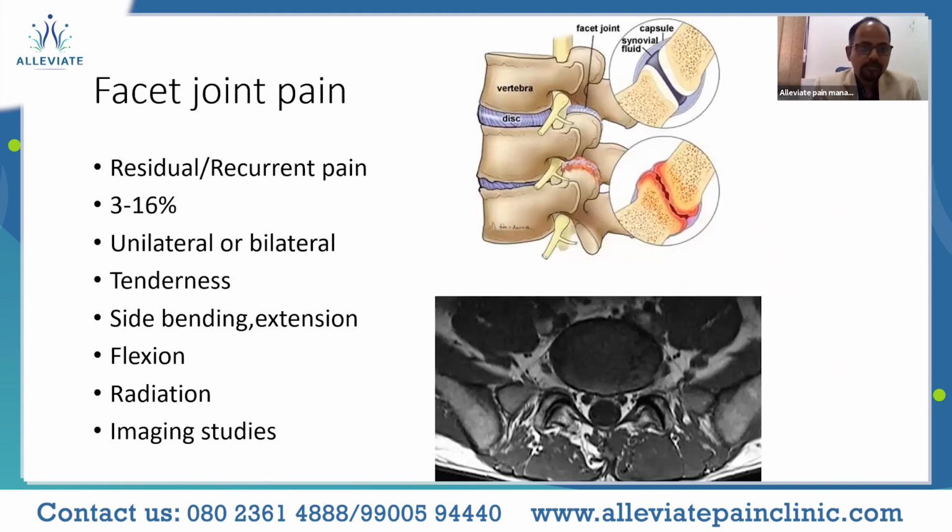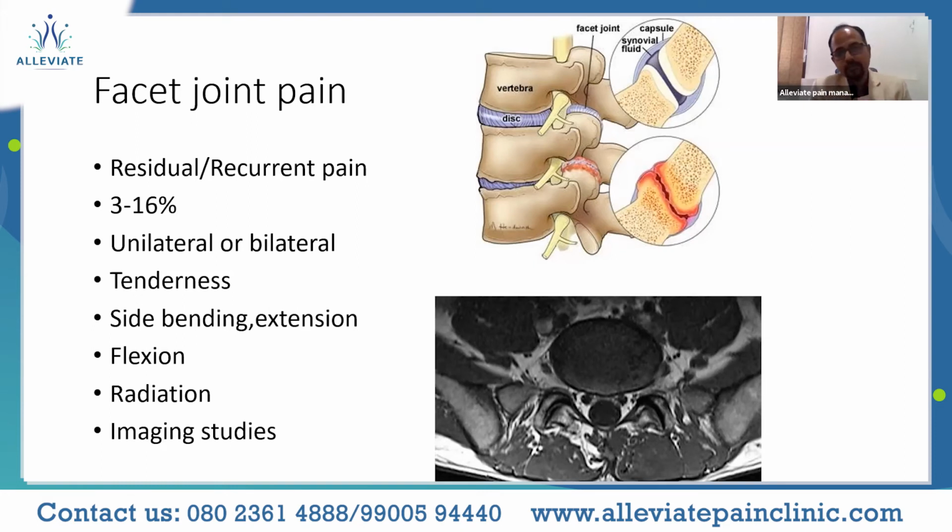Another very important condition, as I told you, is the facet joint. It is a synovial type of joint which has synovial fluid and a capsule of its own. It is supplied by the medial branches of the spinal nerves. If this pain is there, it has its own pattern. It could be unilateral or bilateral. Paraspinal tenderness will be there, with features like pain on side bending and extension of the spine, relieved by flexion. The radiation, again, is more of an overlap here.